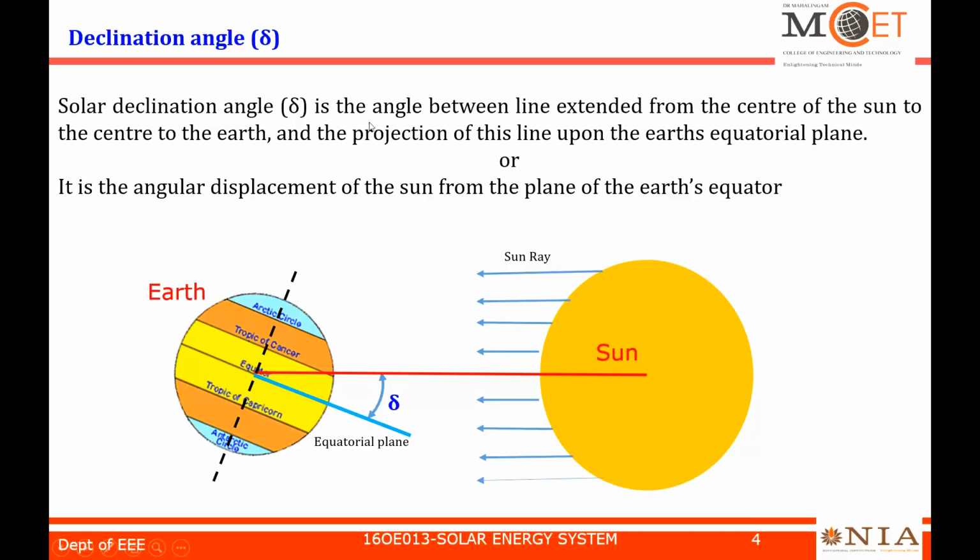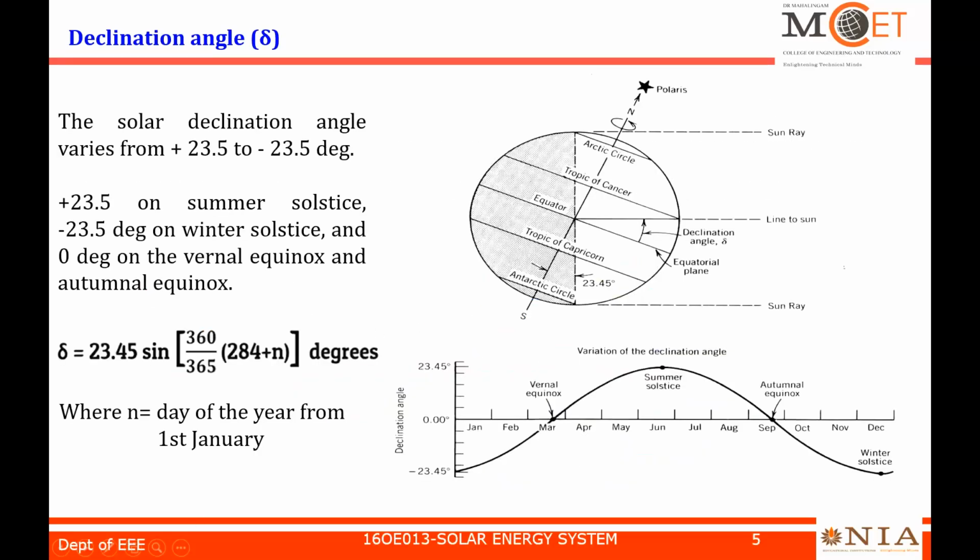Solar declination angle is the angle between the line extended from the center of the sun to the center of the Earth and its projection upon the Earth's equatorial plane, or it is the angular displacement of the sun from the plane of the Earth's equator. The solar declination angle varies from plus 23.5 to minus 23.5.